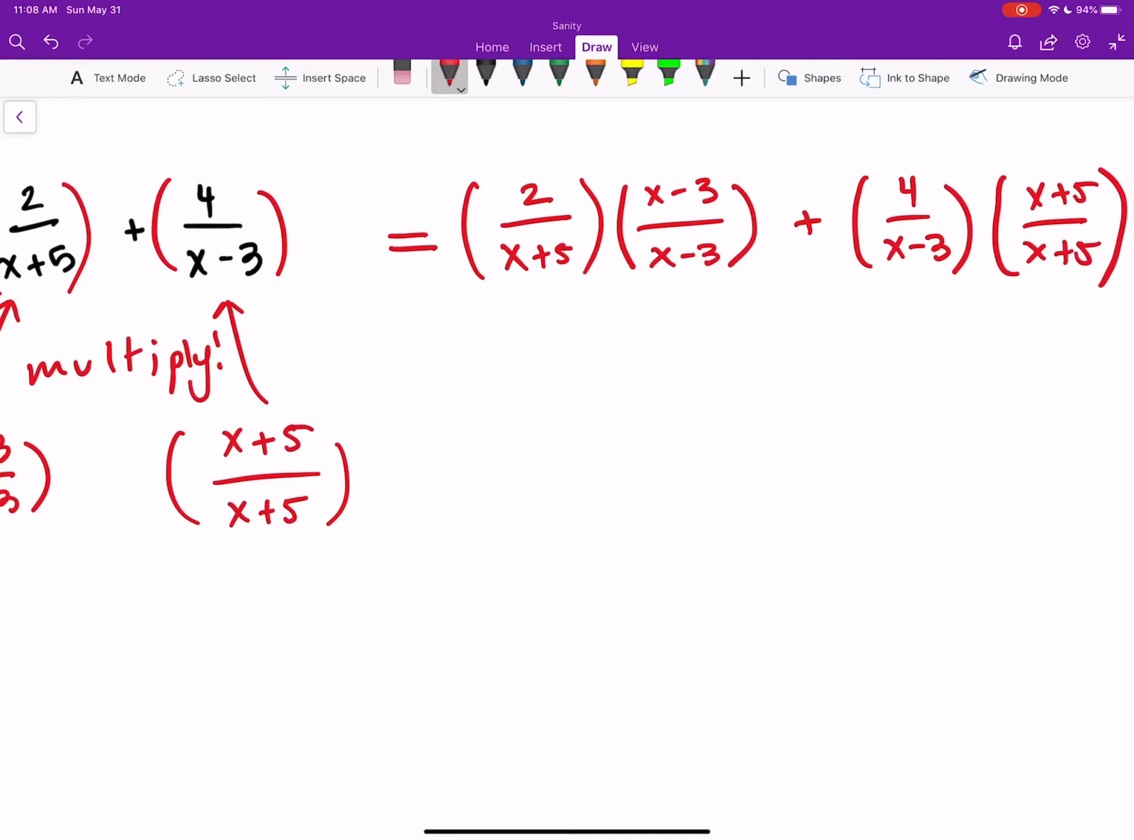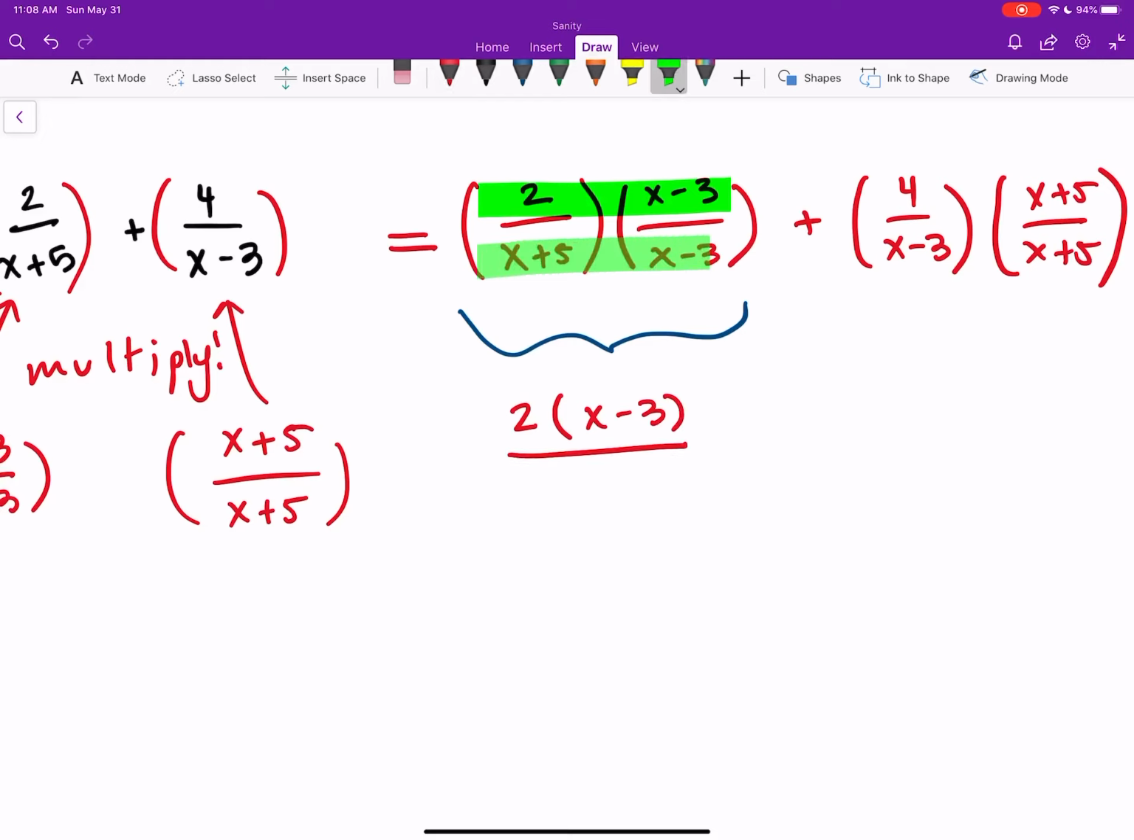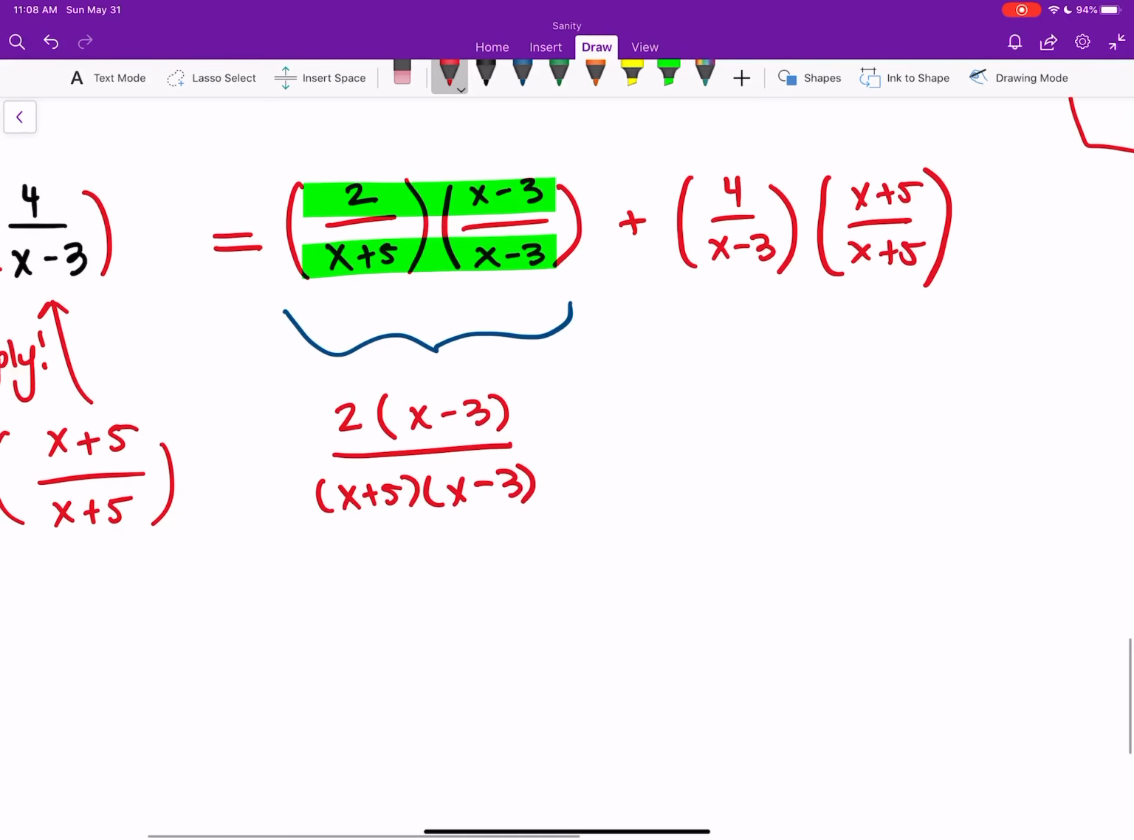So before I can add both of these, we're just going to have to multiply straight through. If I focus on this first term, I'm going to multiply that fraction. So the top is 2 times x minus 3. The denominator, multiplying those terms together, is just x plus 5 times x minus 3. We're just going to keep this very simple. You can just write those factors next to each other to show multiplication. So that was that first term.